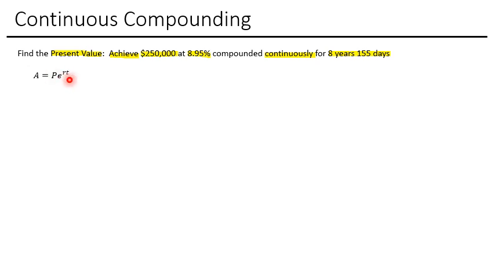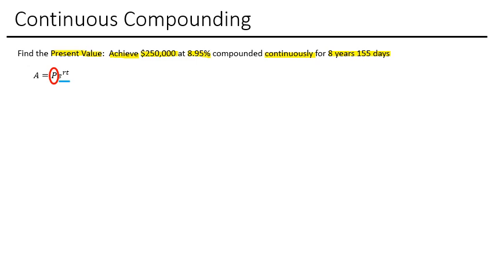P, R and T are exactly what we know. A is also exactly what we've talked about. This is the future value. This is the present value. Again, they want us to find the present value. So I am going to, again, solve for P.